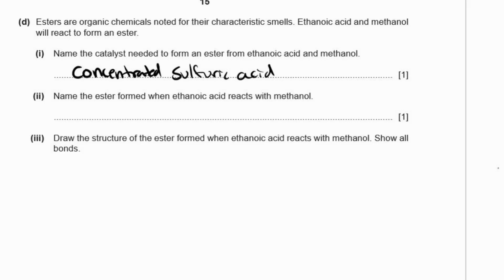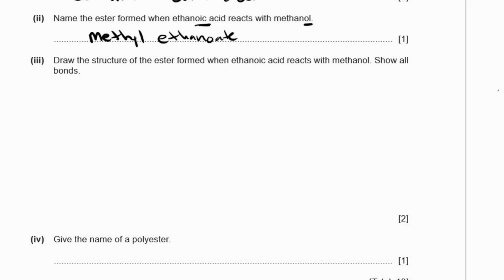2. Name the ester formed when ethanoic acid reacts with methanol. Well, you write the alcohol first, and then you write the acid. So this is called methyl ethanoate. Okay. And 3, draw the structure of the ester formed when ethanoic acid reacts with methanol and show all of the bonds. So this time it does say to show all of the bonds.